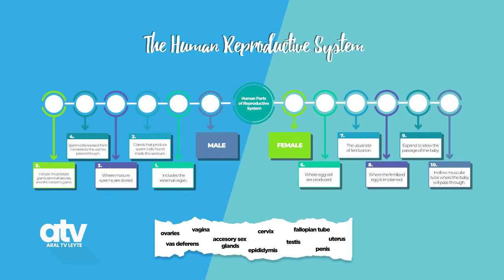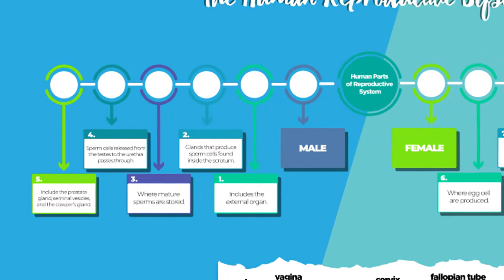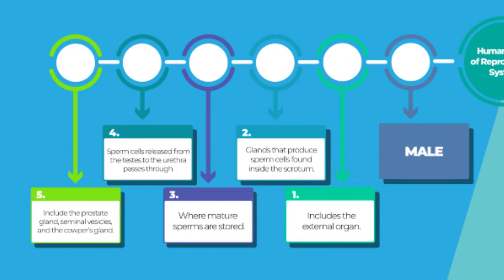The parts of the male reproductive system. It deposits sperm cells into the female's vagina. Glands that produce sperm cells found inside the scrotum, where mature sperms are stored. Where the sperm cells released from the testes to the urethra pass through. Include the prostate gland, seminal vesicles, and Cowper's gland that contribute nourishing fluid to the sperm.